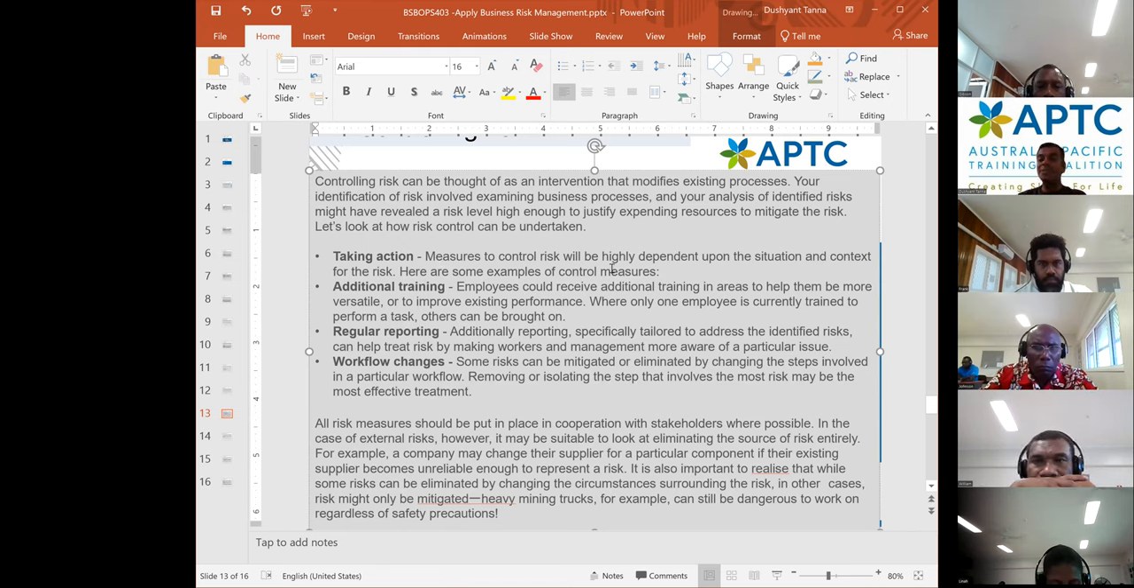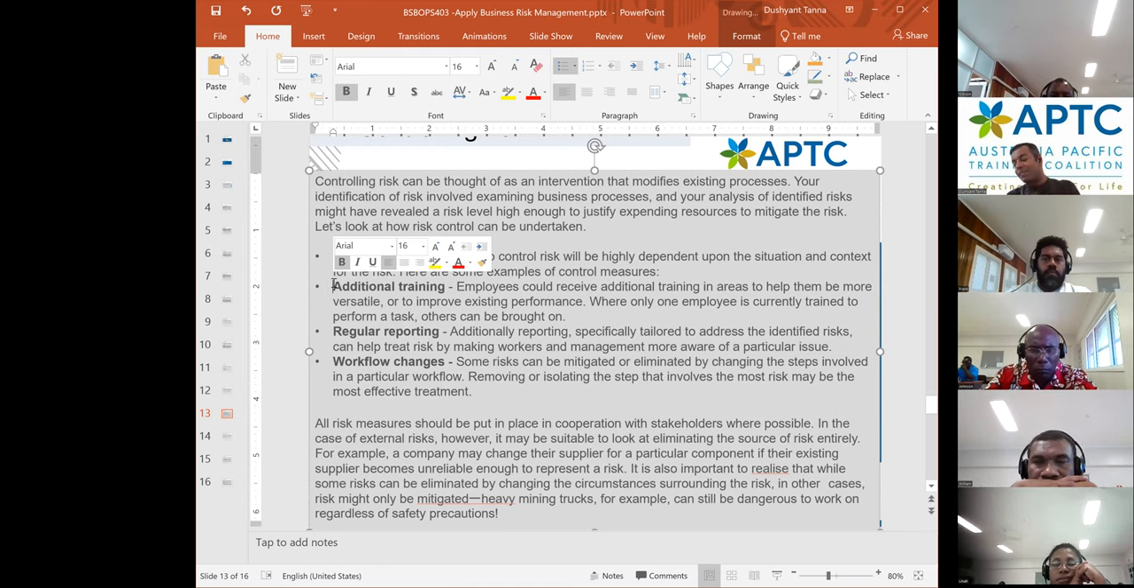Measures to control risk will be highly dependent upon the situation and the context of the risk. Some examples of how you can control risk: additional training. Let's talk about the same example. I know Karina can't hear, so I can take her name. Karina didn't label the boxes properly about the laptop charger, because it's an easy example to understand. Again, it's an example.